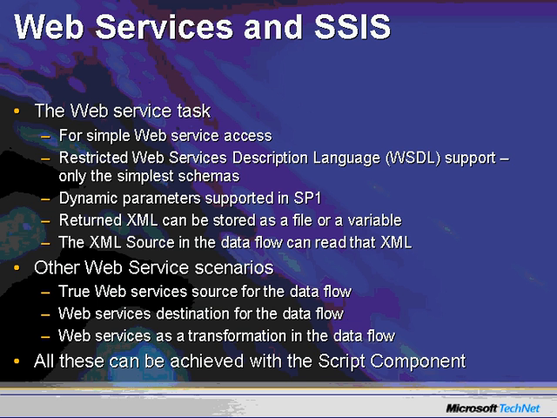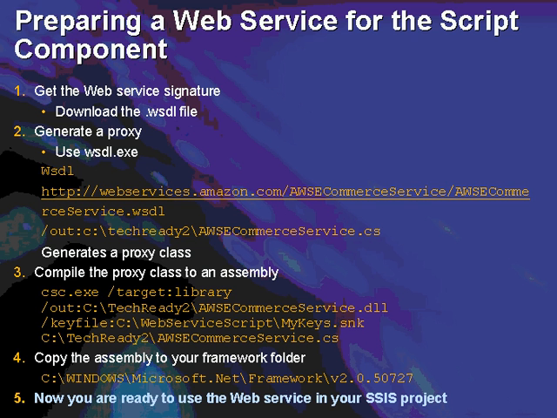but it's enough to give you a flavor of what's available. So let's look first of all at what we have to do to prepare our web service for the script component. Well, as in any case where you're programming a web service client, the first thing to do is to download the WSDL file, the web service description language file. And when you get that web service description language file from the web service, the next step is in fact to generate a proxy for this, generate a proxy class.